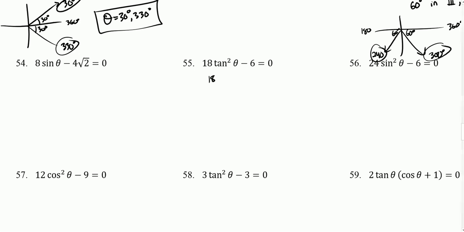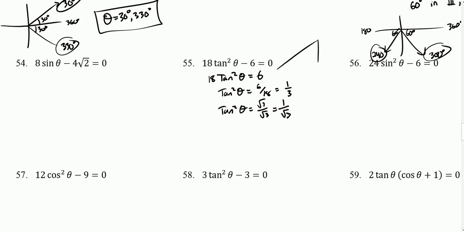We get 18 tangent squared theta is equal to 6. By adding 6 to both sides and dividing by 18, you get tangent squared theta is 6 over 18, which is 1 over 3. Take the square root, you get tangent theta is square root of 1 over square root of 3, which is 1 over root 3.